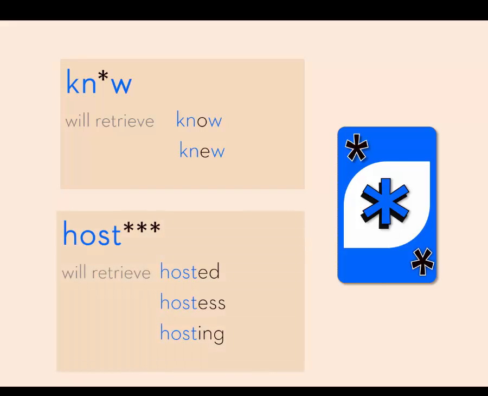The asterisk is another wildcard commonly used. It's also known as a universal character. If you place the asterisk in the middle of a word, it represents only one variable. KN asterisk W will return the words know and knew. If you place it at the end of the term, it will specify the maximum length of that term. For example, host with 3 asterisks will locate words with the root word host plus 1 to 3 more variable characters, as in hosted, hostess, and hosting.